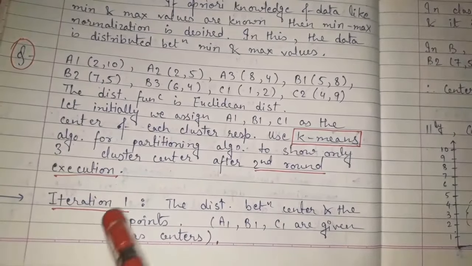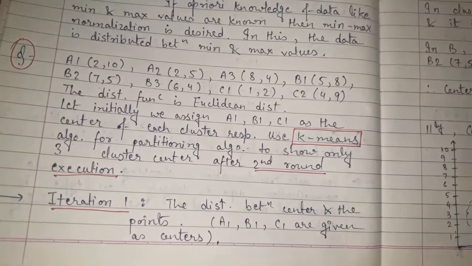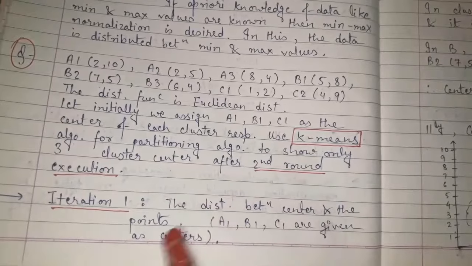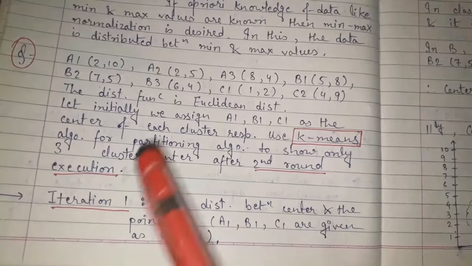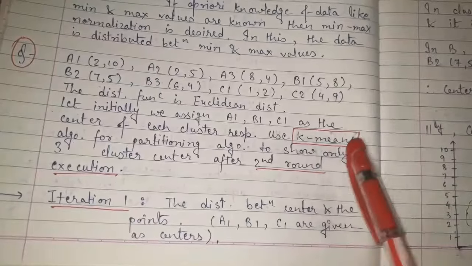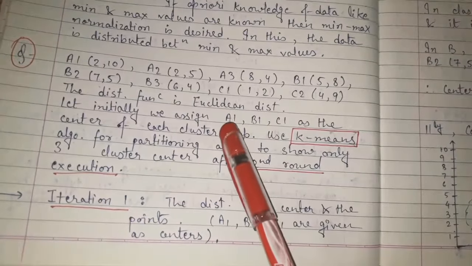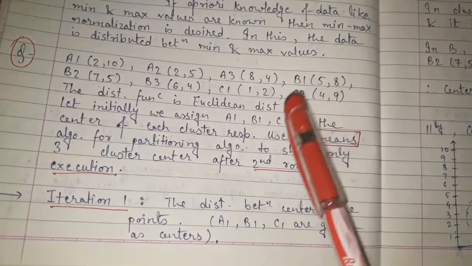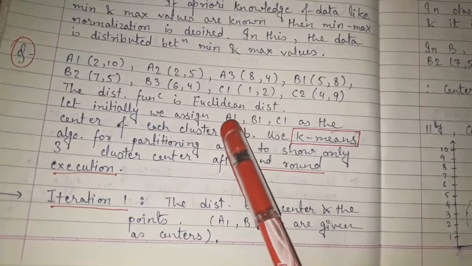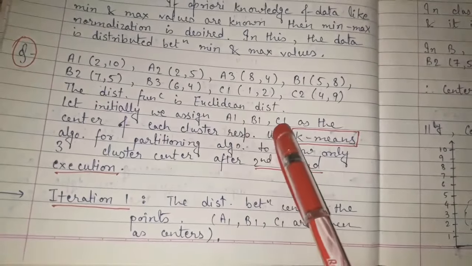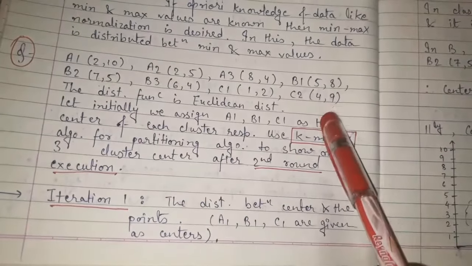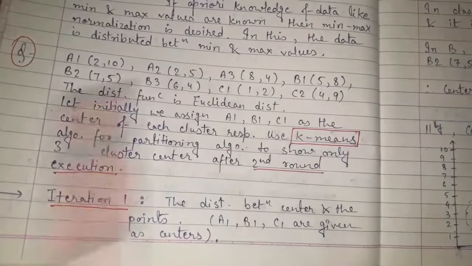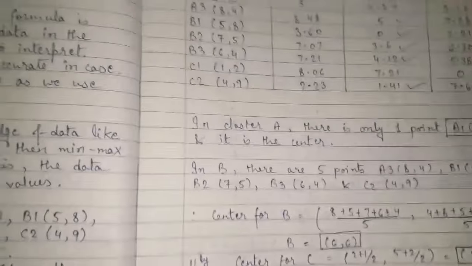So let's start and see how to solve it. Obviously, first of all, we are starting with the first iteration of k-means algorithm. What happens in the first iteration? In the very first step of k-means algorithm, they have already told that A1, B1 and C1 are the center points. So in the first step, we want to find out the distance of these A1, B1 and C1 centers from all the given points. Fine. And in order to find this distance, we are going to use Euclidean distance. So let's see how to do that.